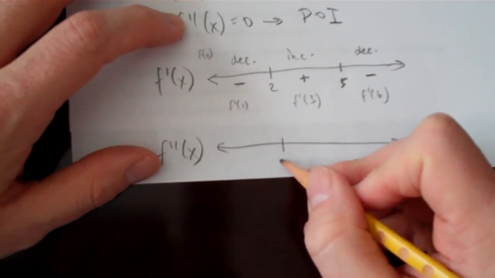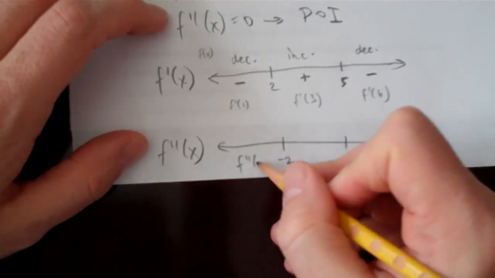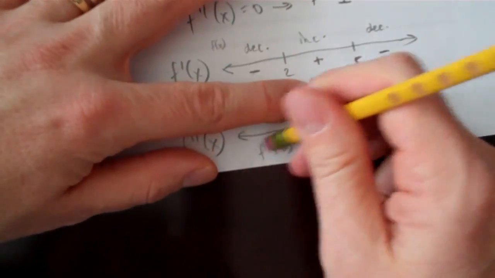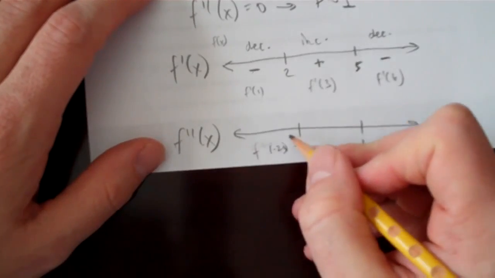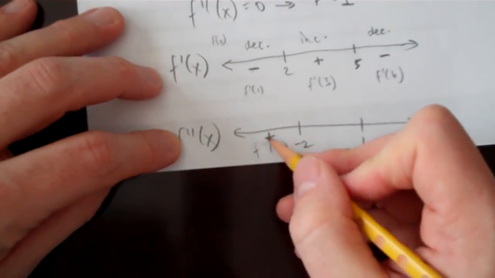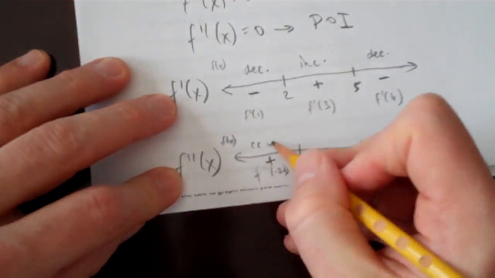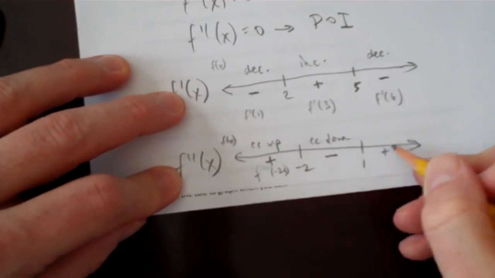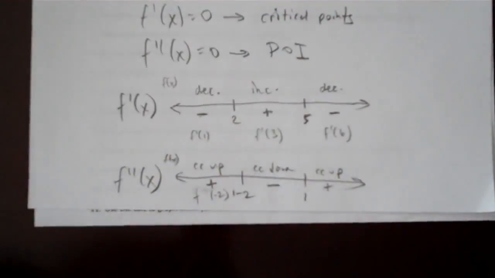But let's say again, I'll just make up numbers, -2 and 1. Here we'd find f double prime of -2, okay? We'd find that. And whatever value we get, is it positive or negative? Let's say we get a positive here. For f double prime being positive, that means that f of x is concave up. If it's a negative, that means it's concave down. Positive, concave up, and then that helps you answer questions on intervals.